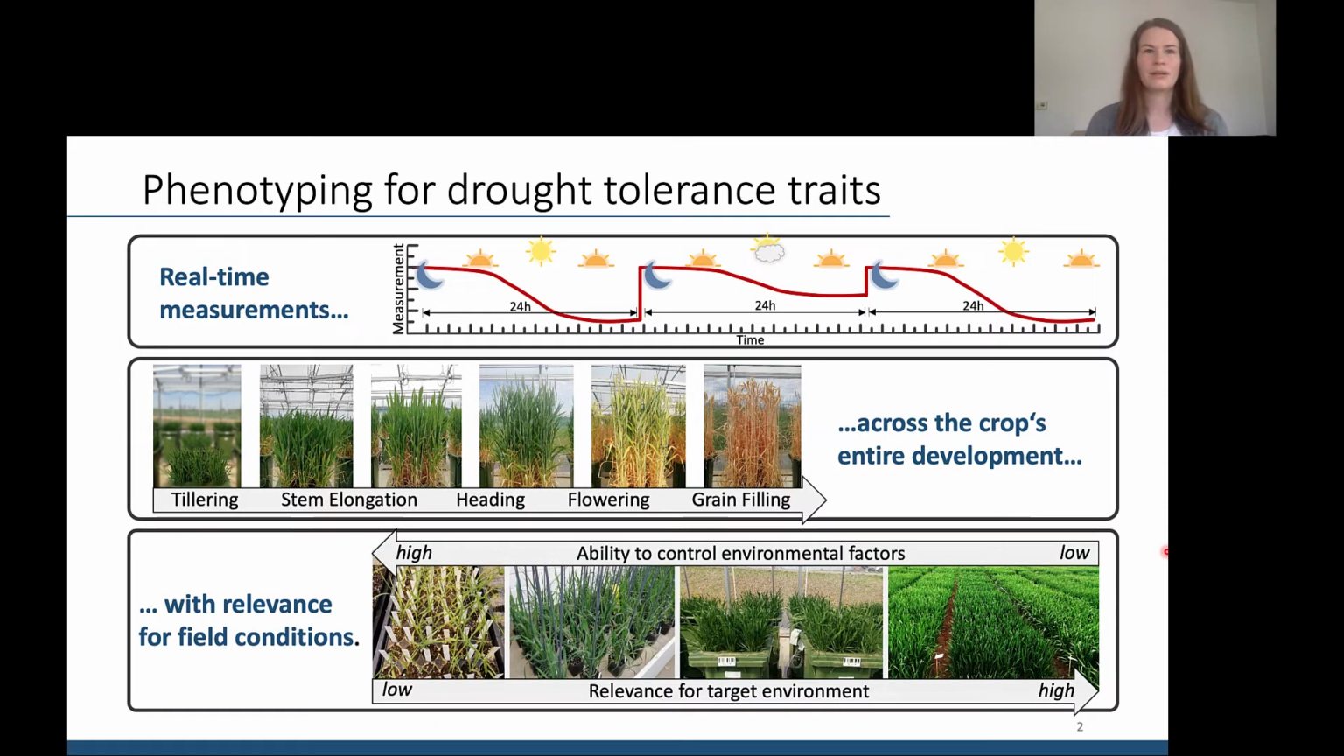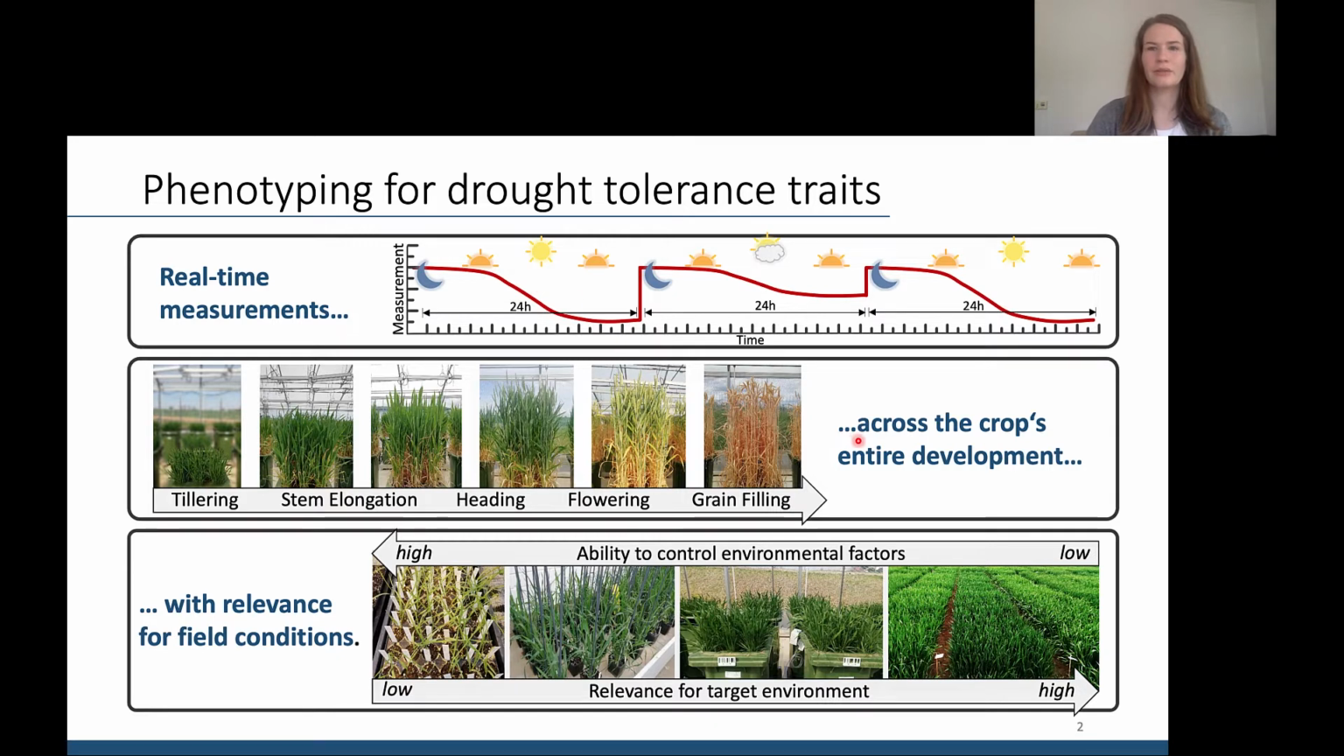As you all know, drought tolerance is a very complex trait and therefore we need precise, high-resolution phenotyping of the traits that are associated with water use and transpiration efficiency. It requires real-time phenotyping because this allows us to monitor diurnal transpiration patterns, such as the regulation of the transpiration around midday in response to elevated vapor pressure deficits.